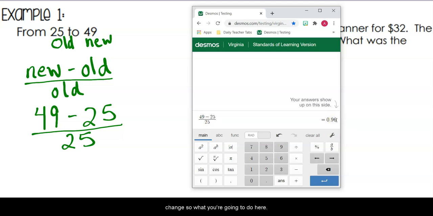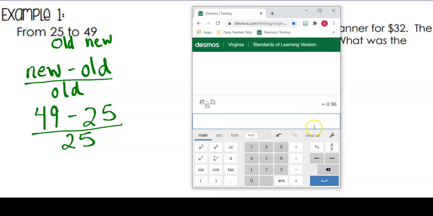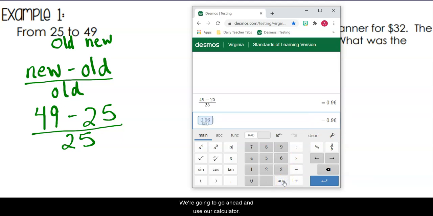So what you're going to do here is change that decimal to a percent. You probably already know how to do that by moving your decimal 2 places to the right. But we're going to go ahead and use our calculator, and we're going to multiply times 100 to get our percentage. So our percent change would be 96%.